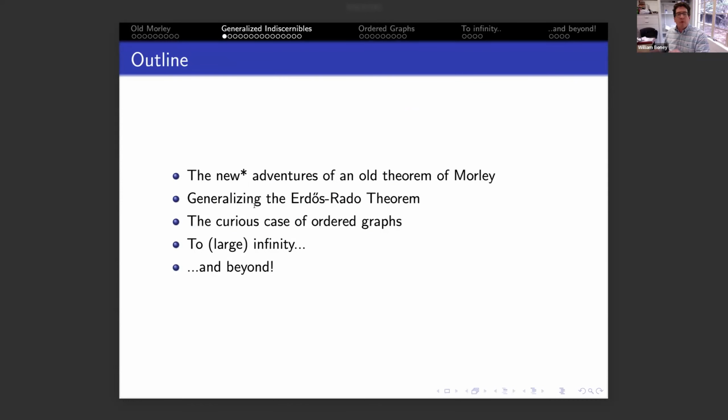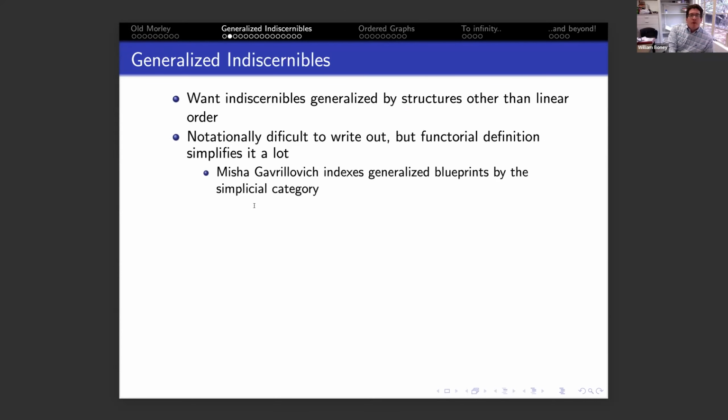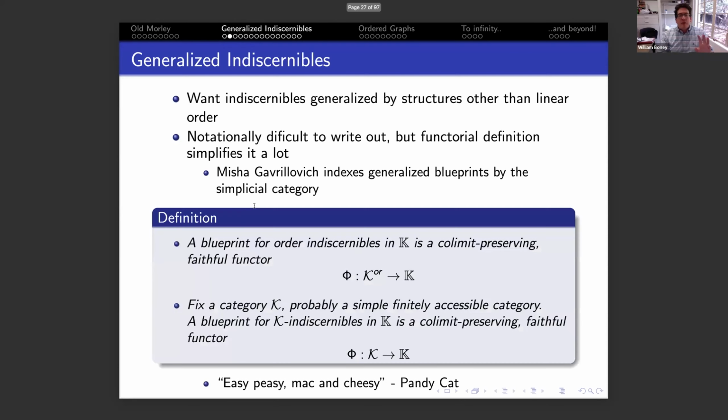So this is the wrap up. Now we're going to move on to generalizing the Erdős-Rado theorem and generalizing indiscernibles. Exactly as you say, we want indiscernibles generated or indexed by structures other than the category of linear orders. If you do this just model theoretically, the notation is really difficult to write out. So difficult it made me forget there's two F's in difficult. Misha Gavrilovich has some way of writing this using the simplicial category, which is exactly the kind of coherence of, it's something about how you have a bunch of types, but they need to cohere in the right way. But it's just easier with category theory.